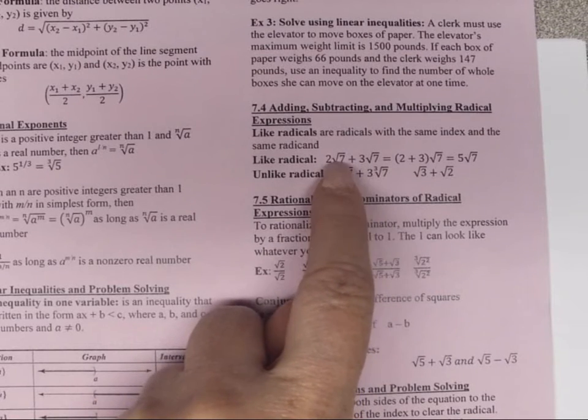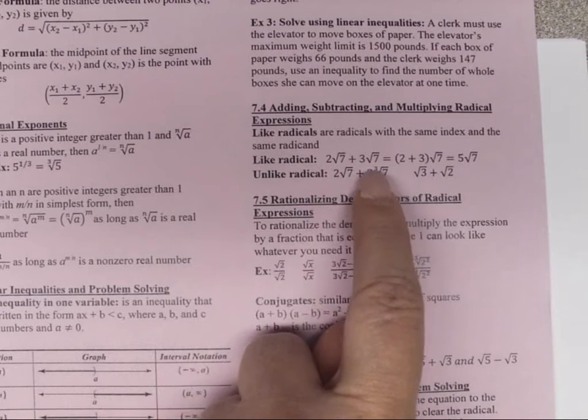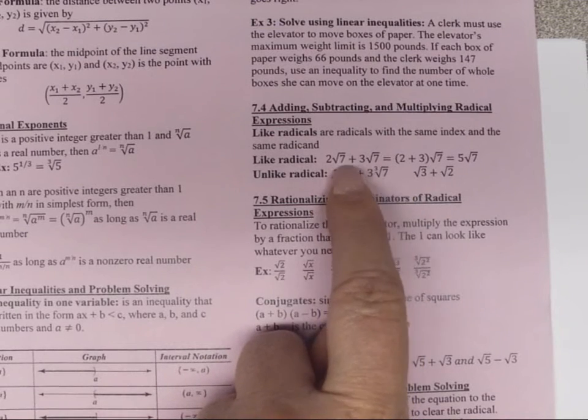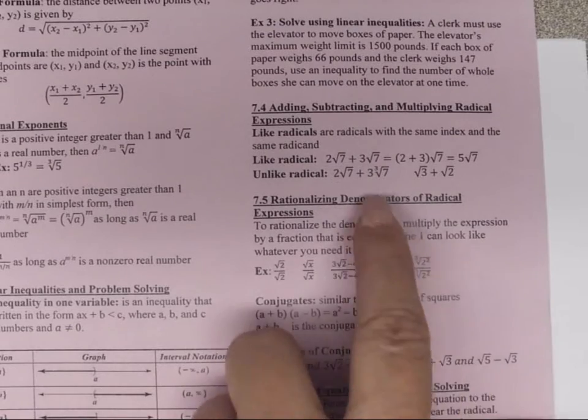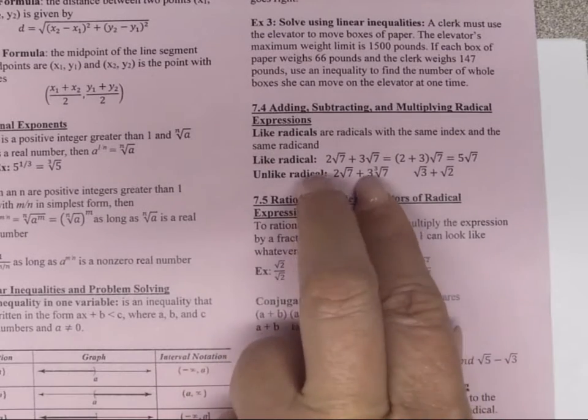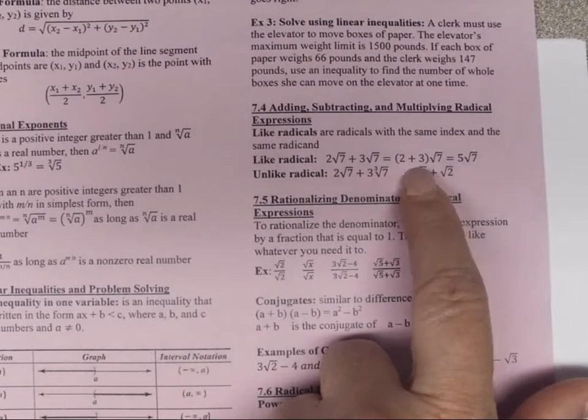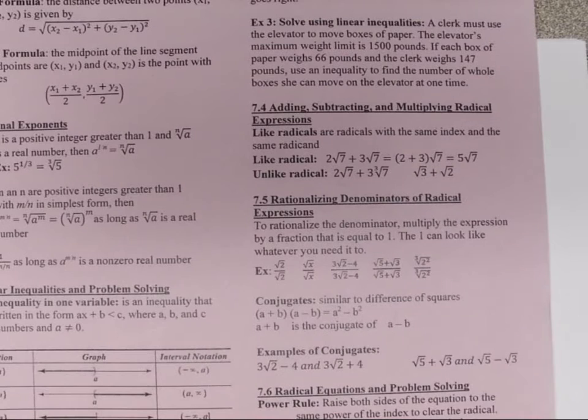So they both are square roots. That's the index. And they both have a 7 inside, so they're square roots of 7. That makes them the same radicand. So what you can do then is add the two numbers, the 2 plus 3, square roots of 7, and get 5 square roots of 7.